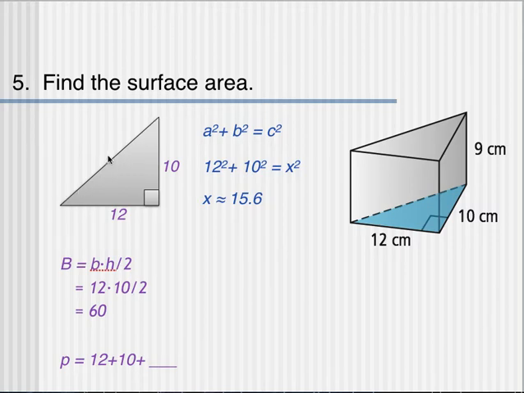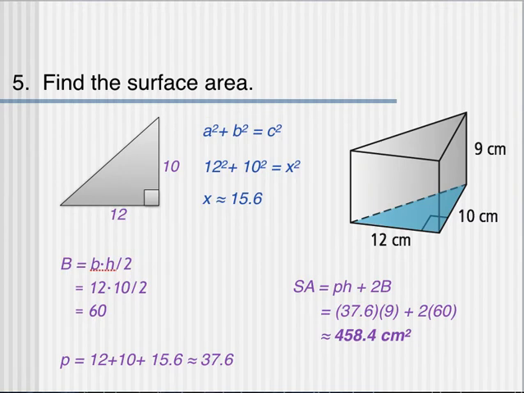So you could call the missing edge X and plug in 12 and 10 for A and B. And you could round to the 10th place. So the missing edge is about 15.6. So now when you find the perimeter, it's 12 plus 10 plus 15.6. It's around 37.6 for the perimeter. Now that you have area of the base and perimeter, now you can plug it into your surface area formula. Pause here and try the next one on your own.